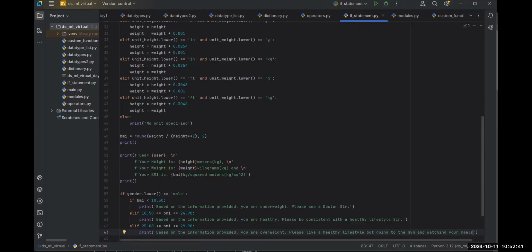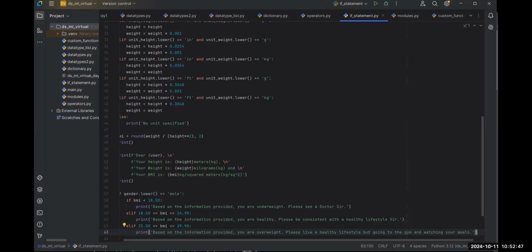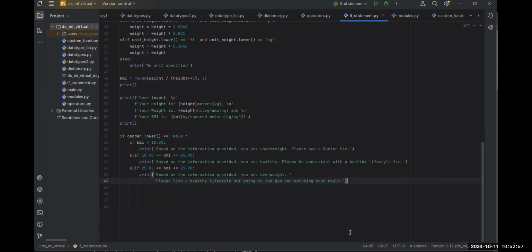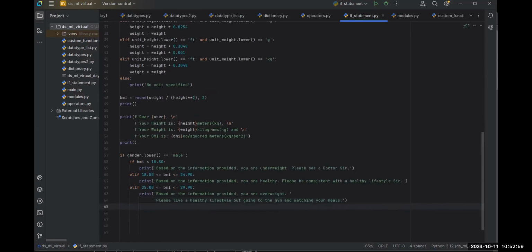Okay, full stop. Now this is, let's cut it from here. Now, full stop. What else? We have those who are obese. Elif again.